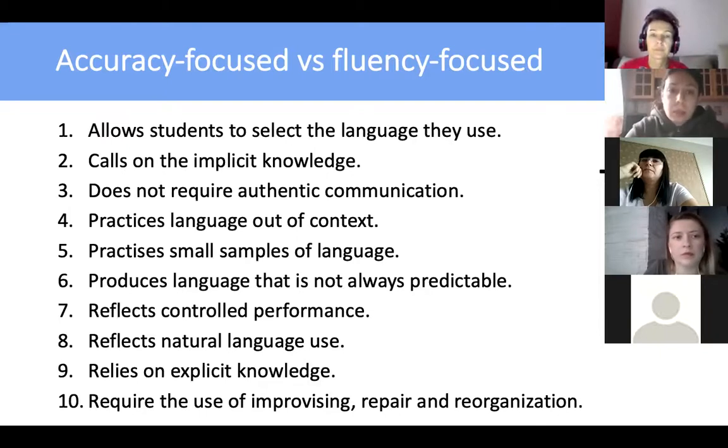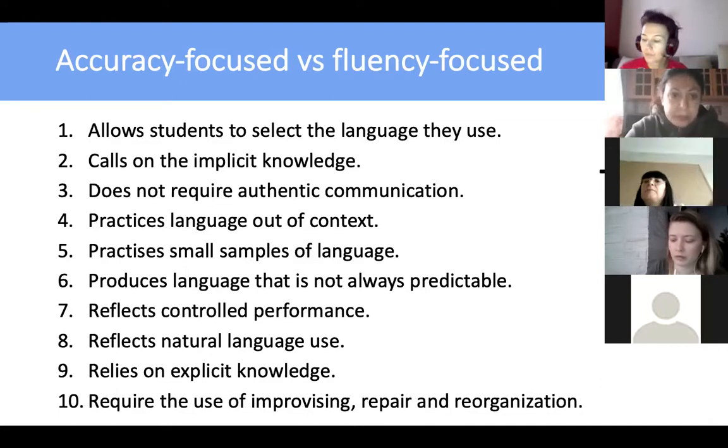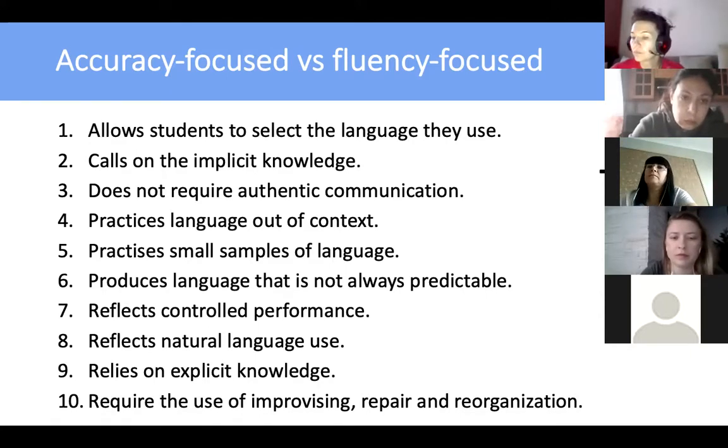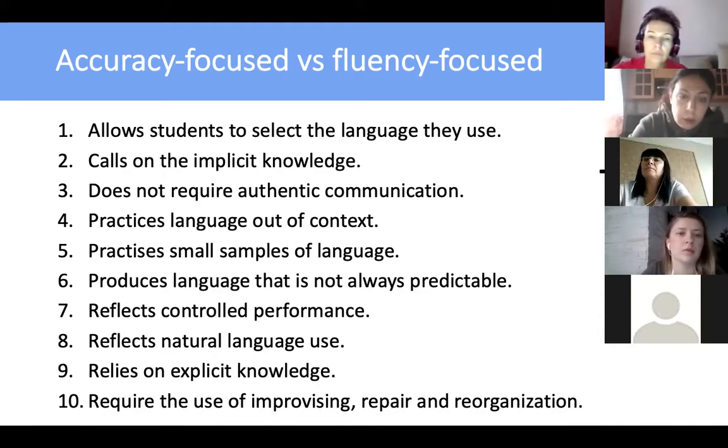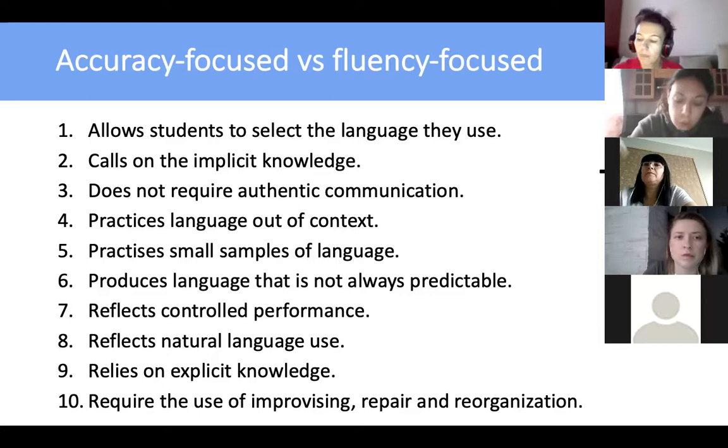But before, I want you to put this into 2 groups. Just put your numbers in the chat box. Accuracy focused activity and then fluency focused activity. For example, number 1, is it accuracy focused or fluency focused activity? Accuracy. Allow students to select the language they use. No, fluency. They have a lot of choice, yes.